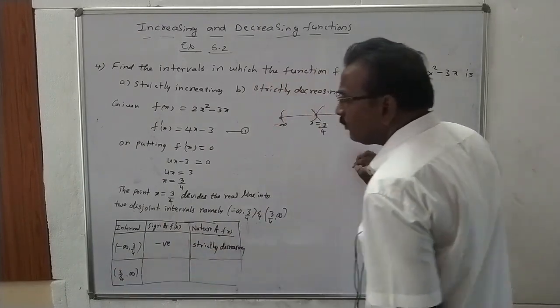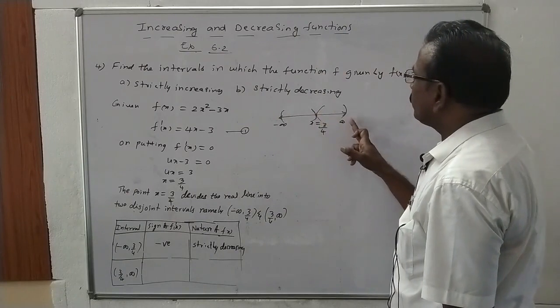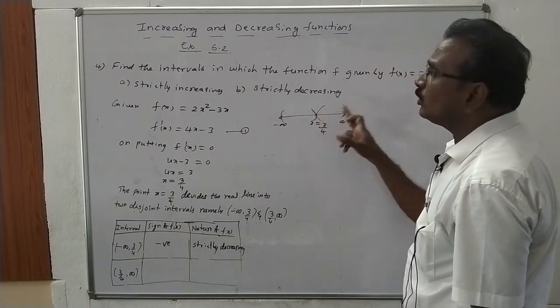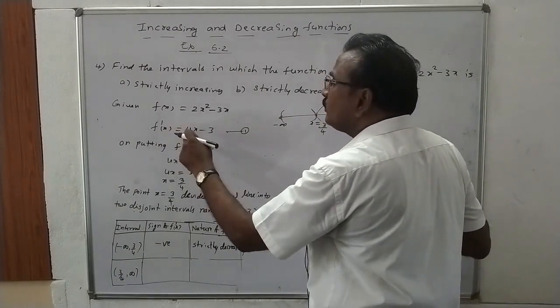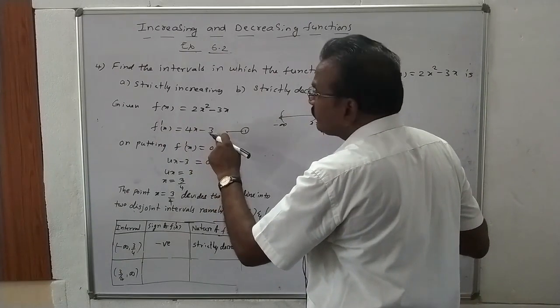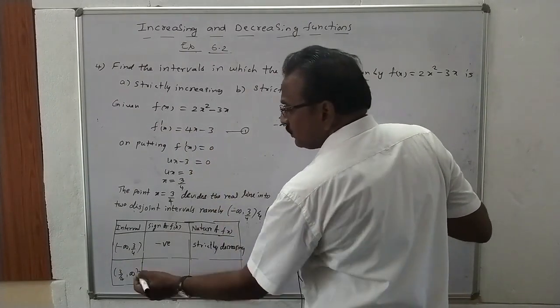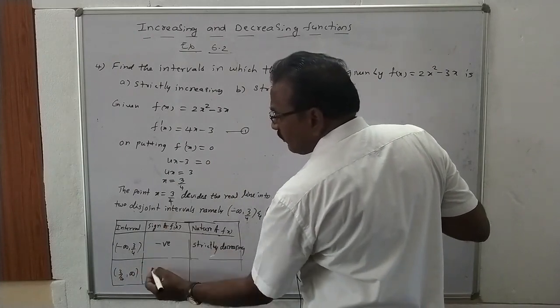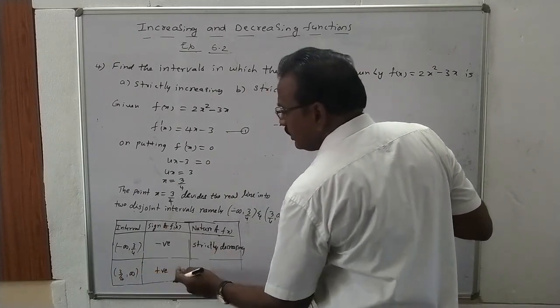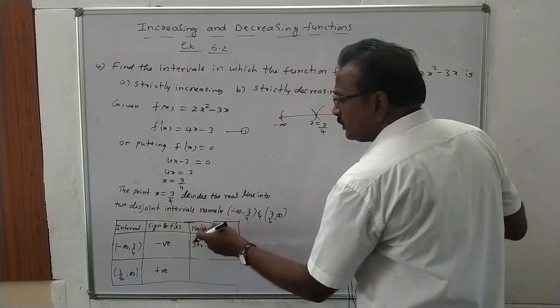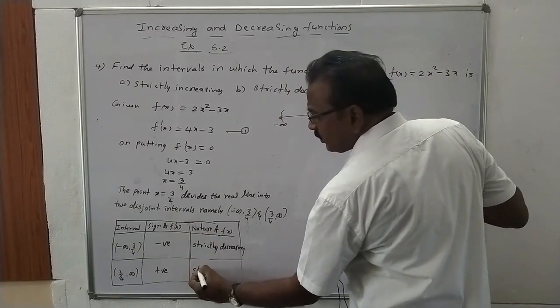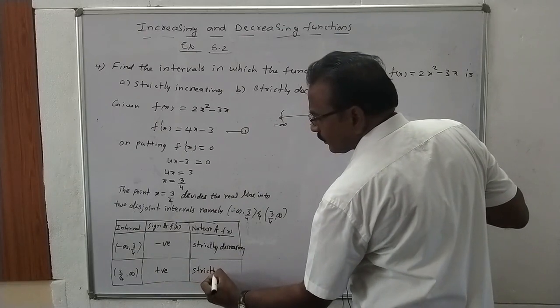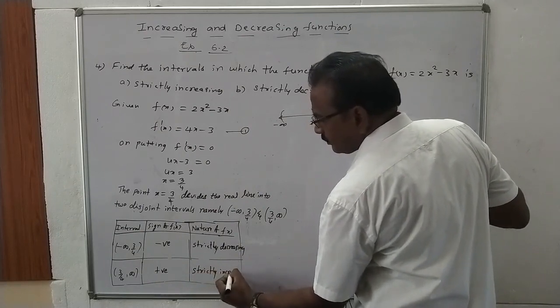In the interval 3 by 4 to infinity, take any number between 3 by 4 to infinity. Suppose x is equal to 2. So f dash x value is 4 twos are 8, 8 minus 3 is 5, which is always positive. So take any number between 3 by 4 to infinity, sign of f dash x is positive. F dash x value is positive, nature of f of x is strictly increasing.